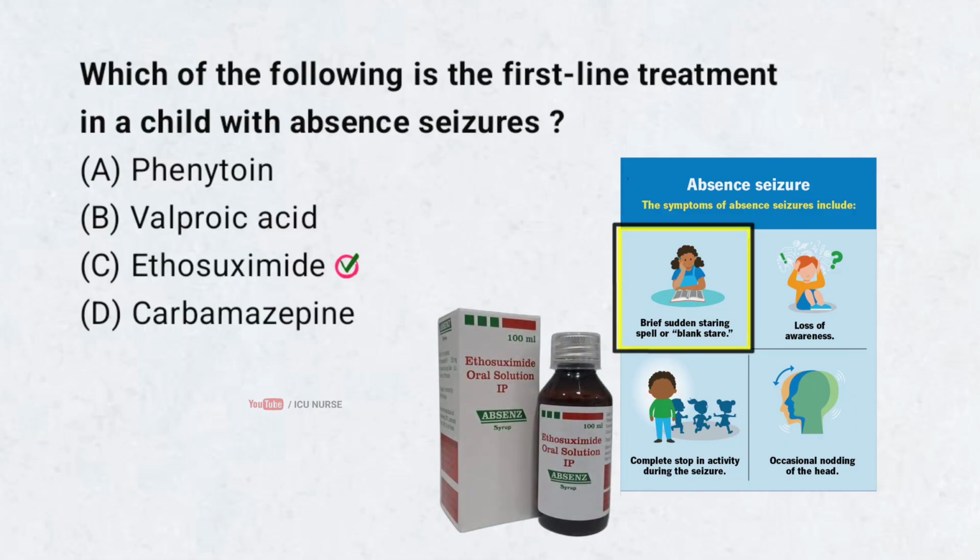Ethosuximide is the drug of choice for typical absence seizures. It is well tolerated and effective in most cases.